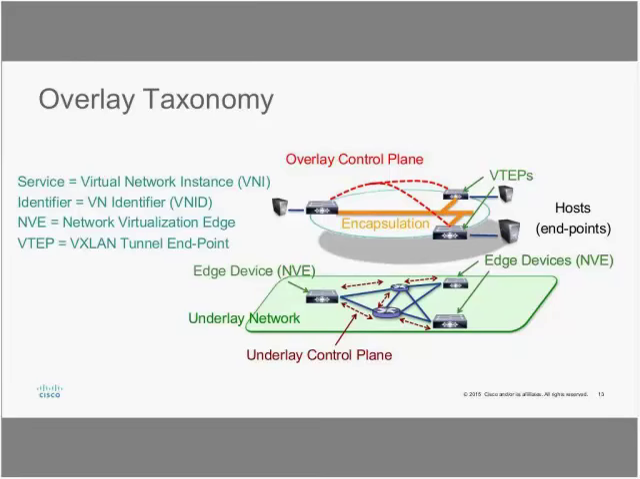So you have an identifier, which is the VNID, similar to VLAN ID. For VXLAN, you have VTEP, the tunneling endpoints. You have the virtual network instance, which is the service. And then you have your edges, your host, which does the network virtualization.